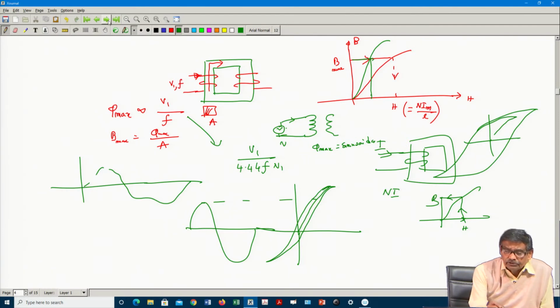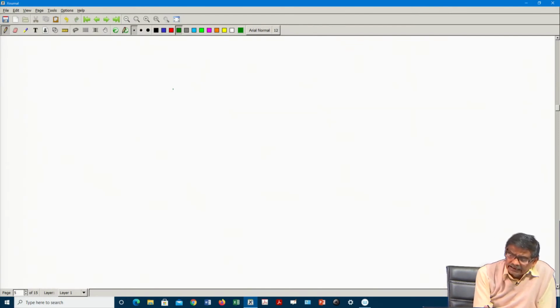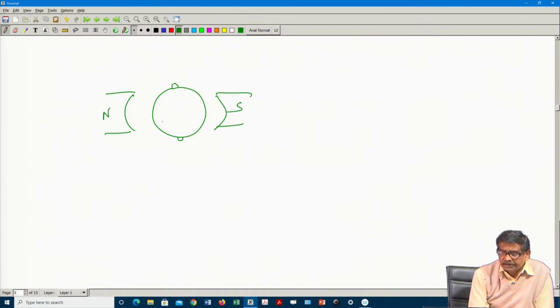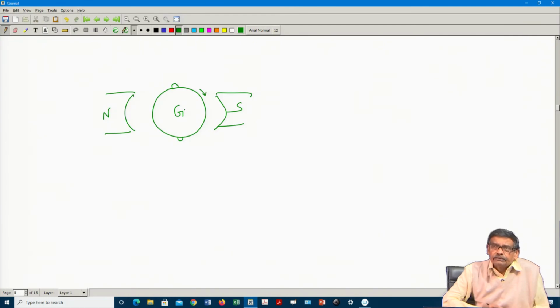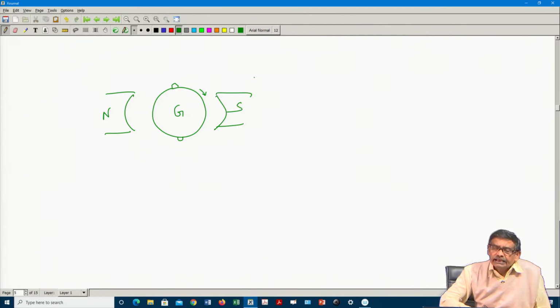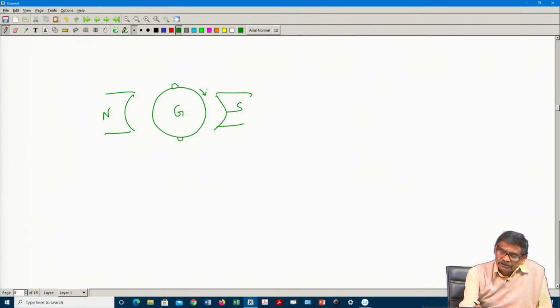Only I will tell you this much, that in a DC machine, because one or two fellows have asked, this is your north pole and this is south pole. Suppose I am not showing the winding diagram, and suppose it is acting as a generator, it is moving in this direction. This is the direction of rotation. Who is making it rotate? Prime mover. So, this is the direction of rotation of this generator, and under no load condition there is absolutely no problem.